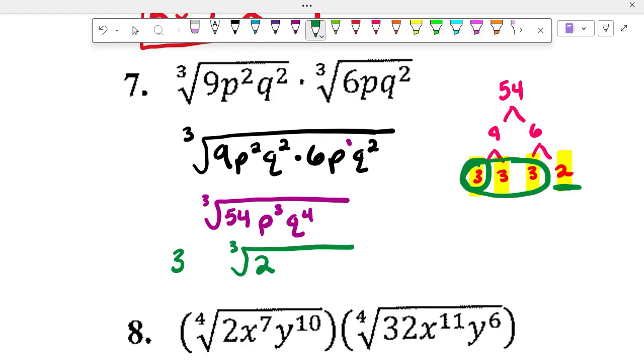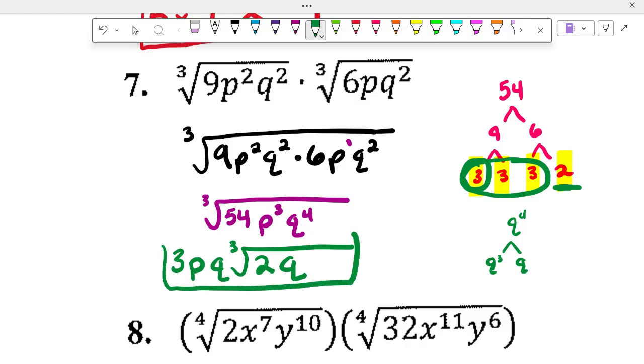Now, p cubed, is that going to be a perfect cube? Yep. What's the cube root of p cubed? P. So that just comes out of the radical, and there are no p's under the radical. Q to the fourth, is that a perfect cube? No, but what can I break it down into? Q cubed and Q. So in other words, the closest exponent that's a multiple of 3, and then whatever's left over. So the Q goes back under. And then what's the cube root of q cubed? Just q. So that's your answer.